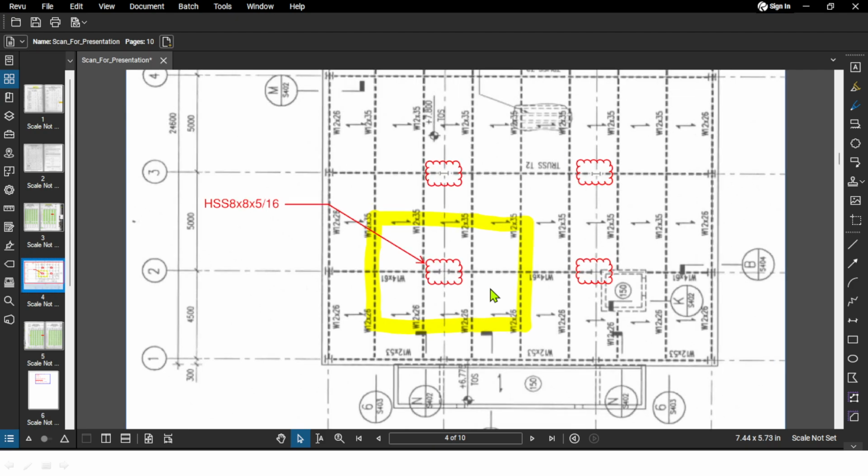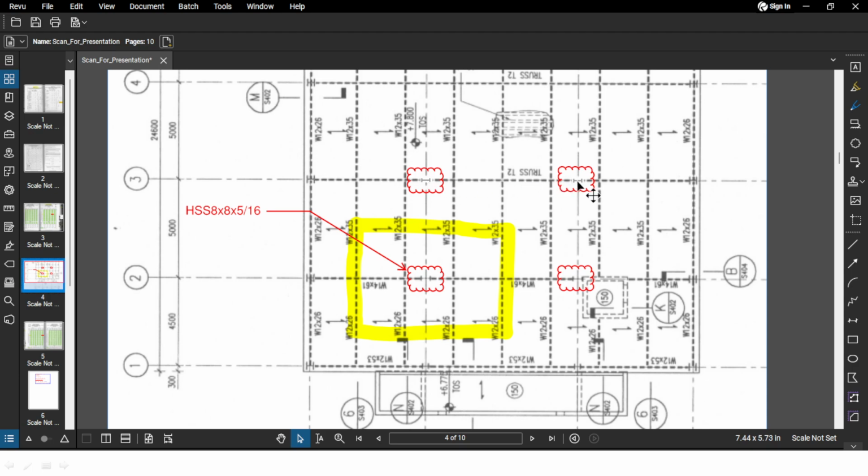Actually, we have one condition here. In our previous project, we had 4 columns to be replaced with this HSS 8 by 8 by 5/16, because the wide flange column in the drawing is not actually available. If we need to order it from the steel supplier, it will take 3 to 4 weeks. It's a long time to wait.